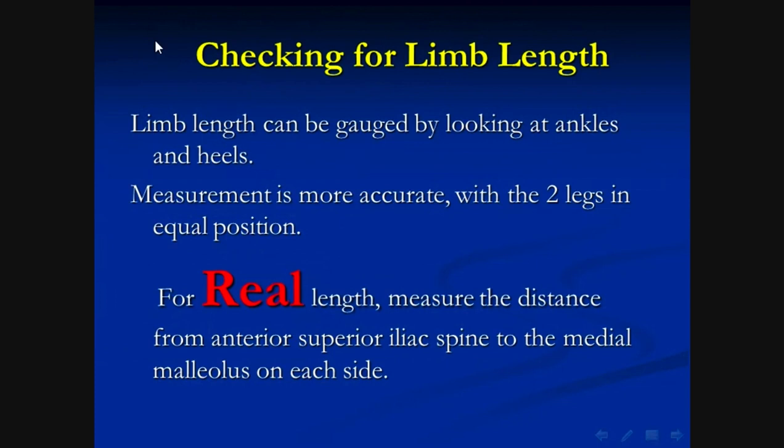Checking for limb length. Limb length can be gauged by looking at the ankle and heel. Measurement is more accurate with the legs in equal position. For real length measurement, we can take a fixed point from the anterior superior iliac spine to the medial malleolus and check the length of the limb in comparison to the other side. This is what we call real length.